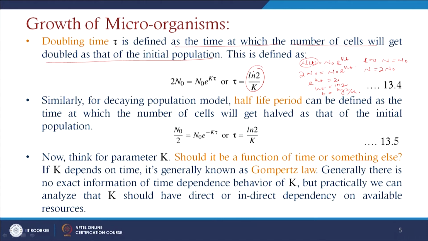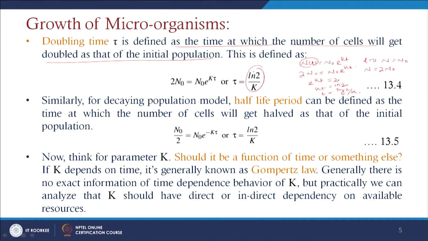Similarly, for a decaying population level, if we require the population size to be half of the initial population size, then this is called the half-life period, where the initial surviving population is halved. So, it can be defined as the time at which the number of cells gets halved. This means that n of t can be replaced by n0 by 2, which can be written as n0 e to the power kt.